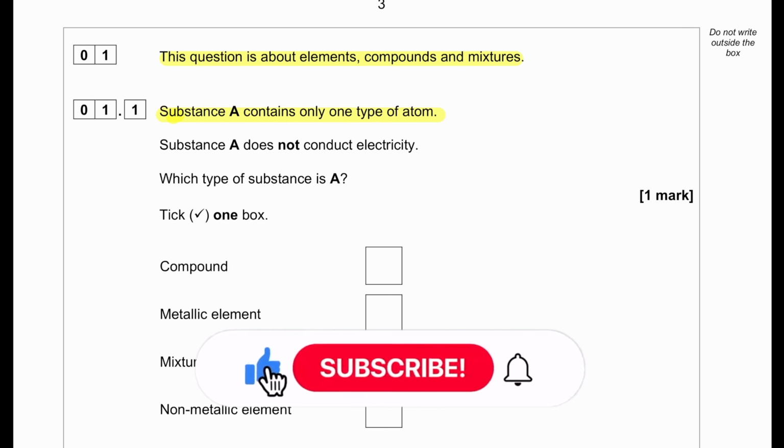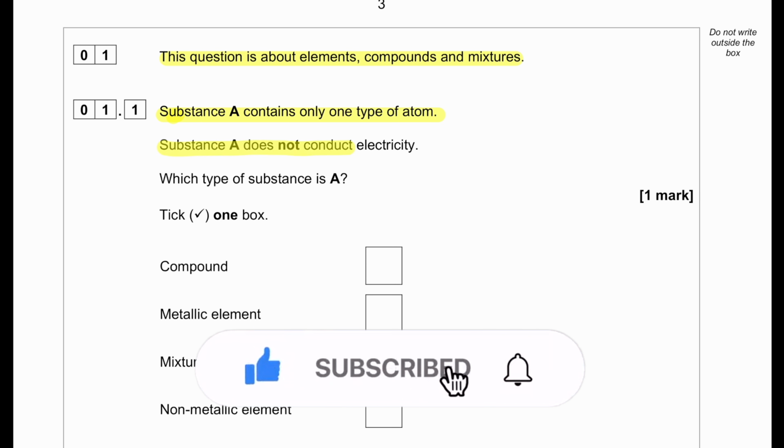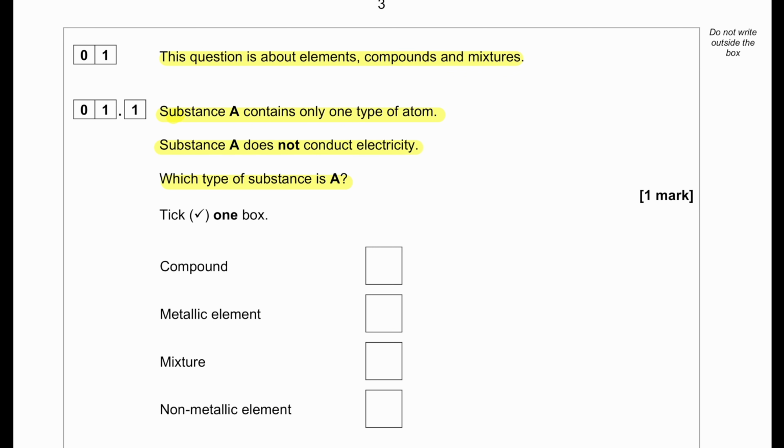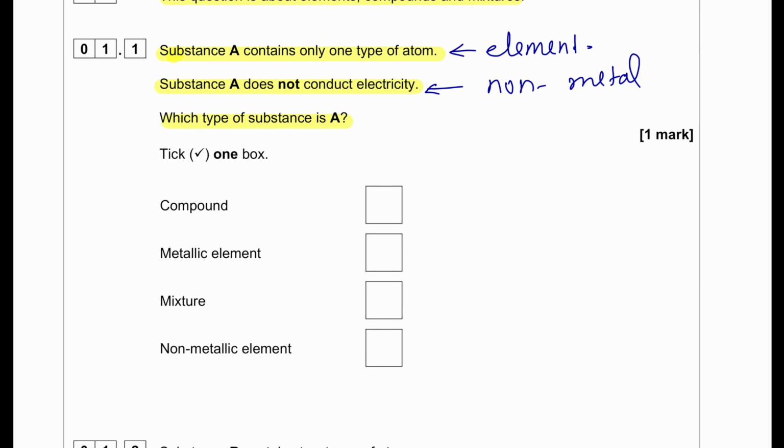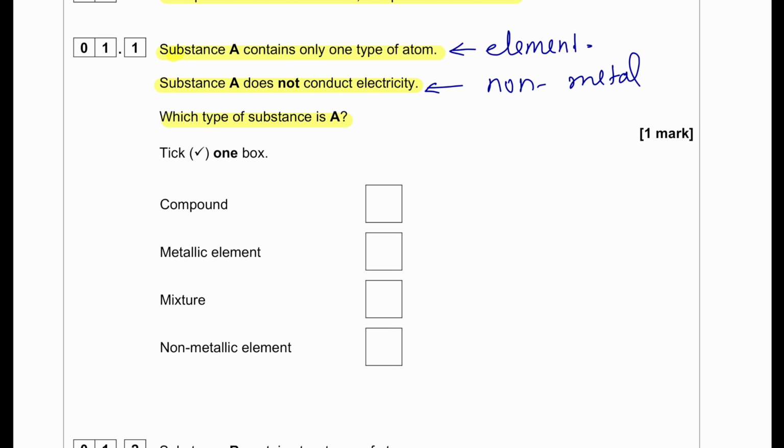Substance A contains only one type of atom. Substance A does not conduct electricity. What type of substance is A? So when it says it contains only one type of atom, that means it's an element. And substance A does not conduct electricity, that means it's a non-metal. So it's a non-metallic element.